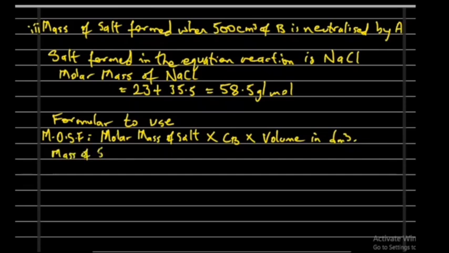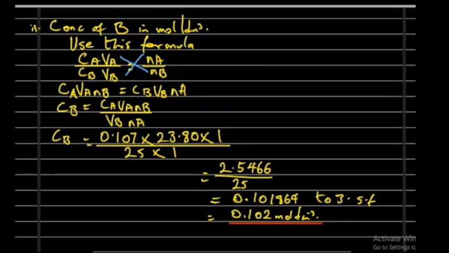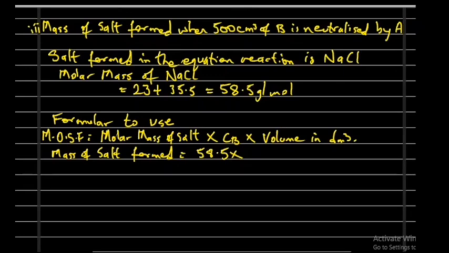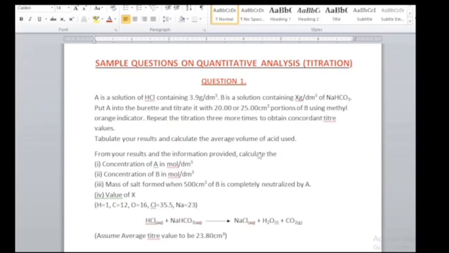mass of salt formed. We said the molar mass of the salt is 58.5 times the concentration of base. Here we calculated the concentration of our base to be 0.102. That's what we'll be using here, 0.102 multiplied by the volume in dm cube. The question there told us that it is 500.